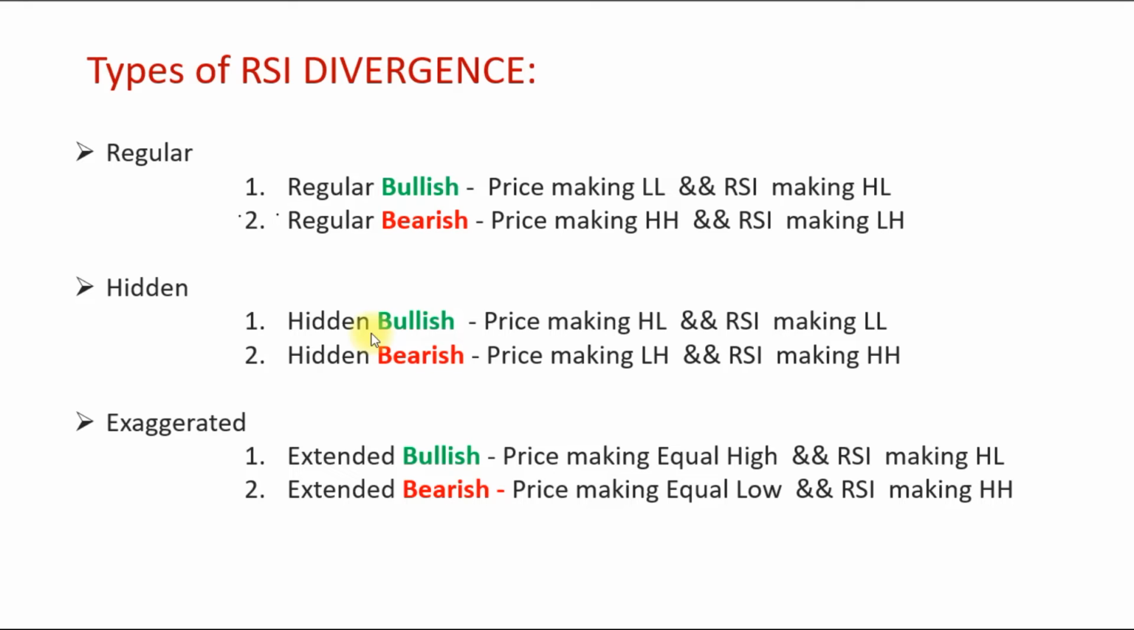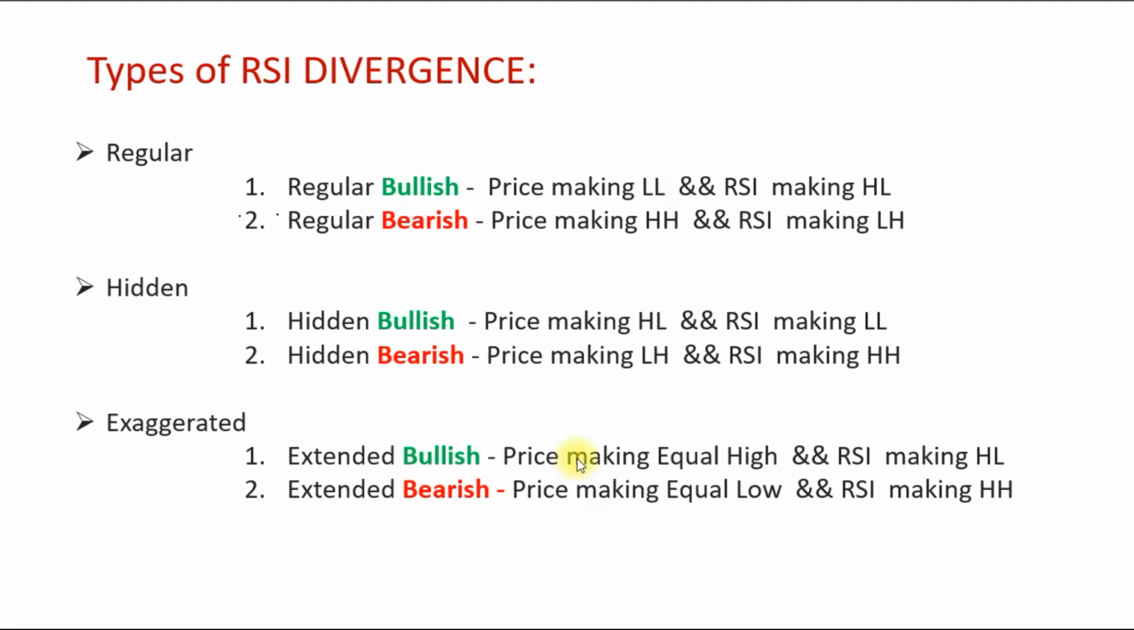Hidden bullish divergence means price is making higher lows and RSI is making lower lows. Hidden bearish is price making lower highs and RSI making higher highs. Then there are exaggerated bullish and bearish divergence.